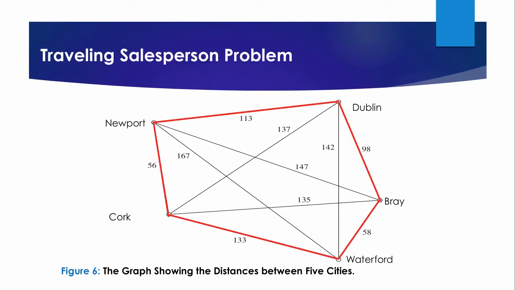To solve this problem, we can assume the salesperson starts in Bray because it must be a part of the circuit, and examine all possible ways for him to visit the other 4 cities and then return to Bray. Starting elsewhere will produce the same circuit.